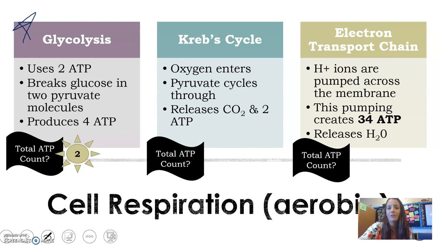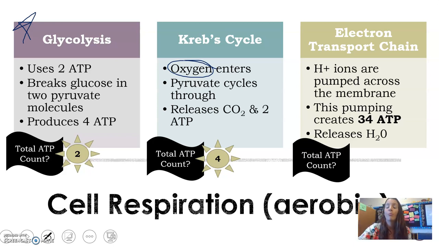So after glycolysis, we move into the Krebs cycle. So here's where oxygen enters, and pyruvate's going to cycle through, and we release CO2, which, as you know, we breathe out, and you also get 2 ATP. So far in this process, our total ATP count is up to 4. So we have 2 from glycolysis and 2 from Krebs cycle.